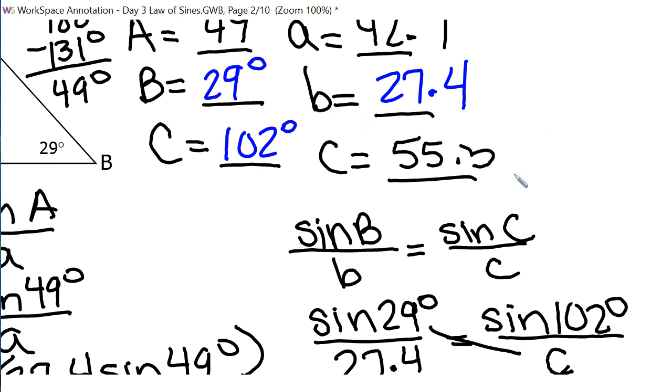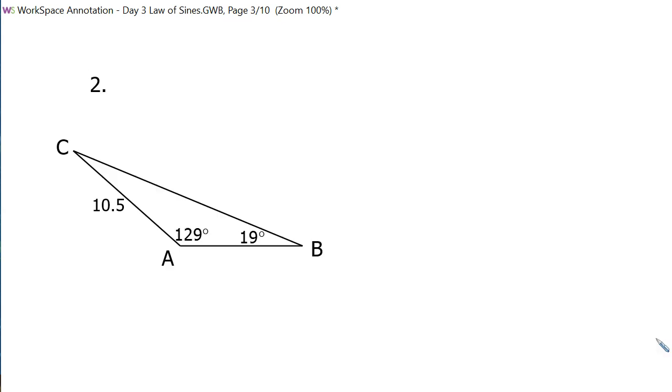So there is our one solution. We have all three angles and all three sides. Okay, next problem. Notice this one is also angle, angle, side. So I can have either no solution or one solution.